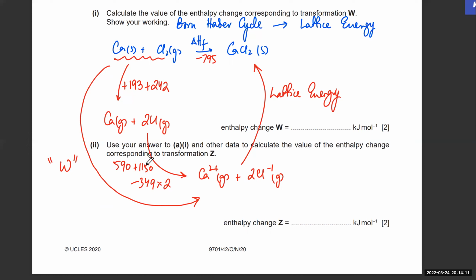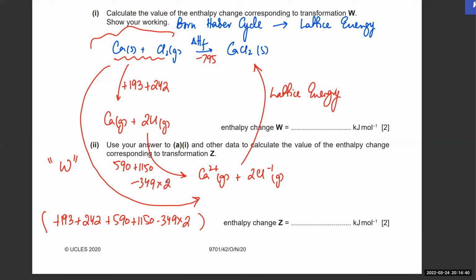So what is this part, W? That's 193 plus 242. And when you ionize calcium, that's 590 plus 1150. And the last part is you make the Cl gain electrons. That's electron affinity. That's minus 349 into 2. Is that clear that this is W?